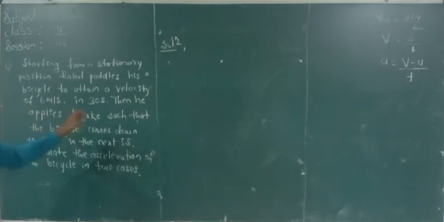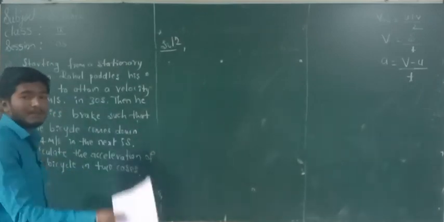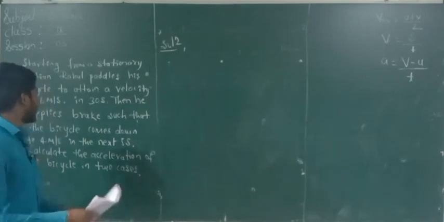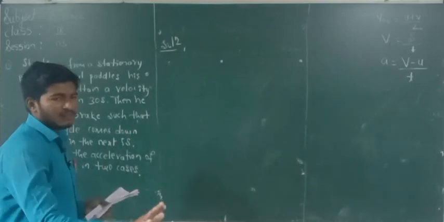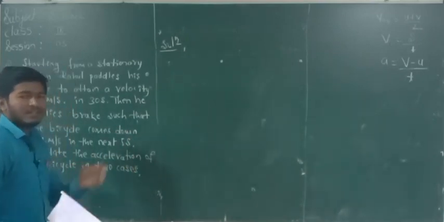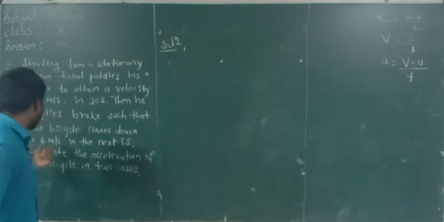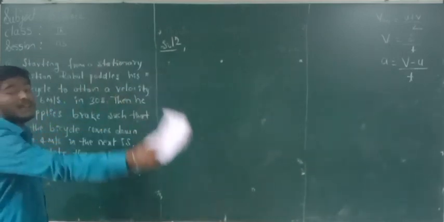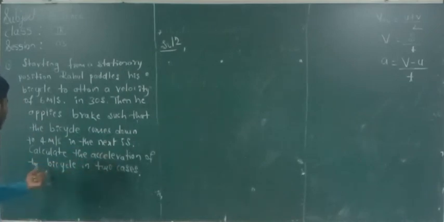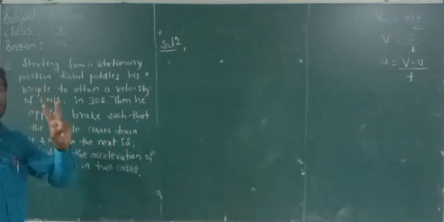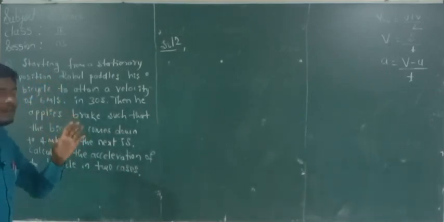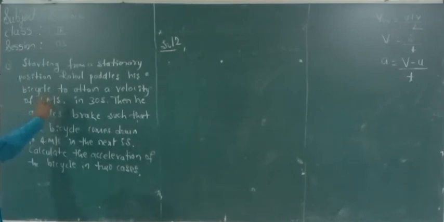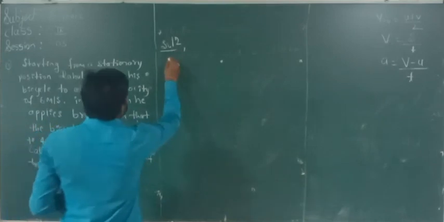Then he applies the brake. After attaining 6 meter per second, he applies the brake. Then suddenly the bicycle comes down to 4 meter per second in the next 5 seconds. Calculate the acceleration of the bicycle in two cases. What are the two cases? In the first case, when the bicycle attains 6 meter per second, and in the second case, when the bicycle attains 4 meter per second.